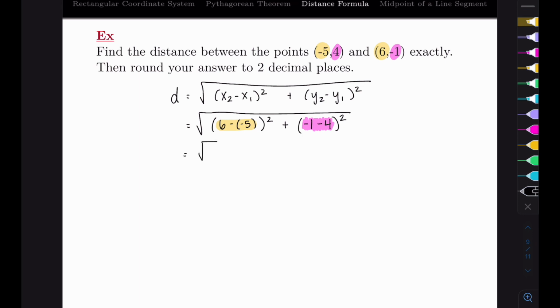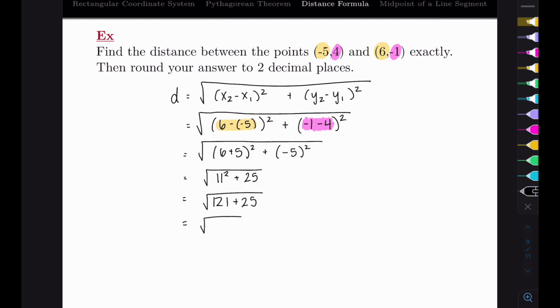So this gives us the square root of really 6 plus 5 squared. And then that we can actually condense right away. It's -5 squared. So really this gives us 11 squared plus 25 under our square root. 11 squared is 121. And then we're going to add 25. So this gives us 146. So this right here is the exact answer.